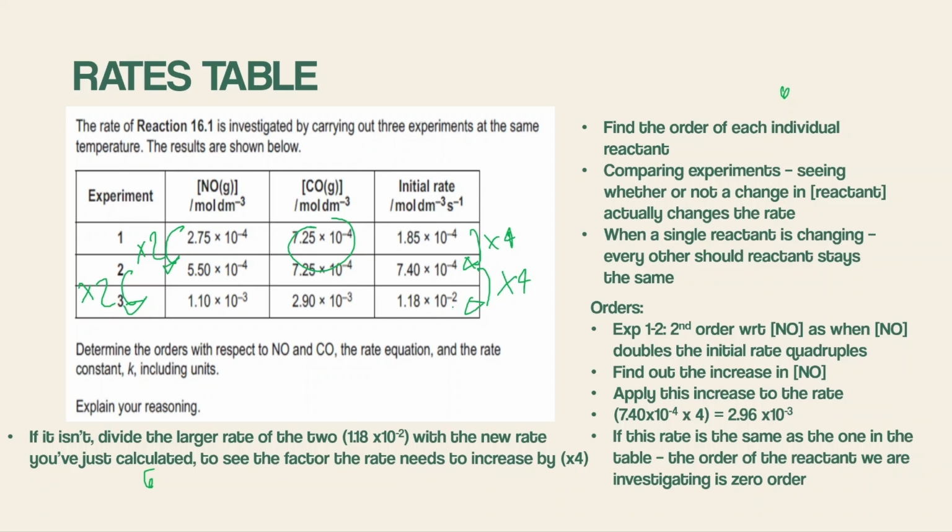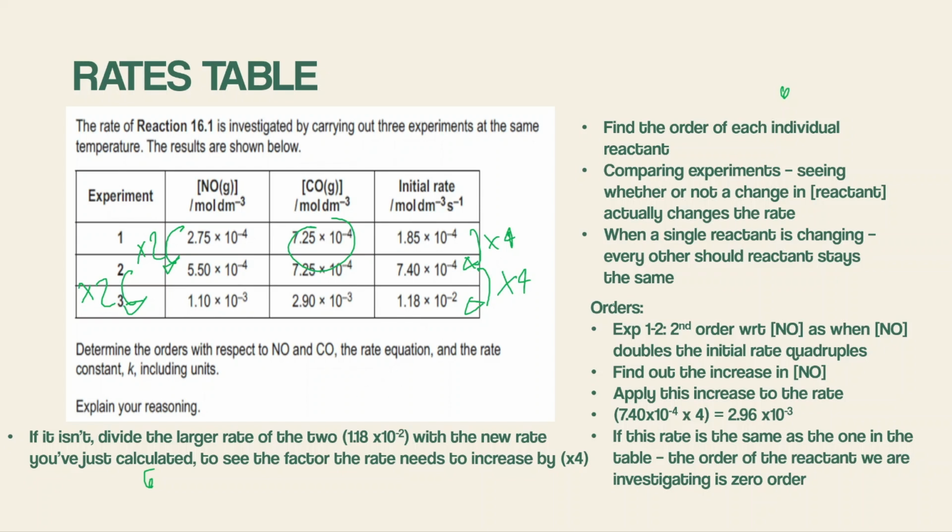That means there's still change to be done. That means CO is responsible for this change because NO hasn't completed the job. If it was the same, if by multiplying by 4, I got 1.18 times 10 to the minus 2, it means whatever NO has done is enough. That means CO has no effect on the rate. But since we're not quite there yet, since we only have 2.96 times 10 to the minus 3, we know that CO is going to have an effect. So here's where we work out the order.